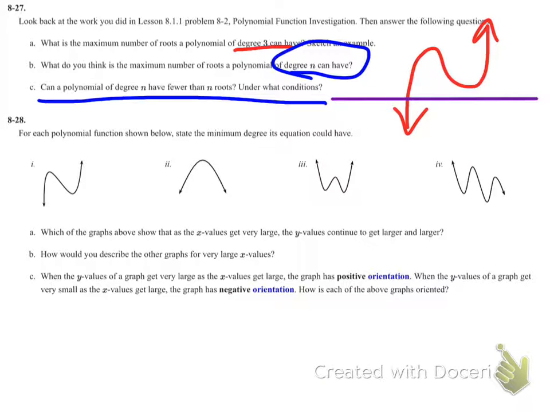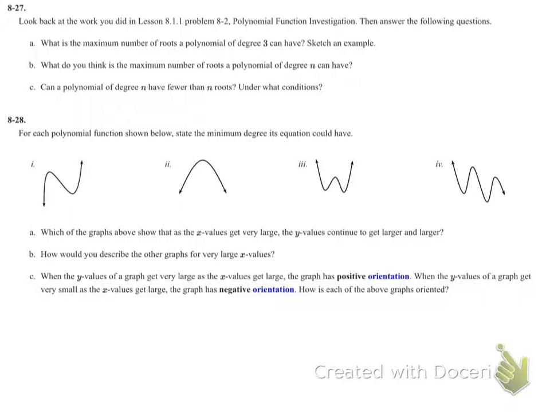So on problem 28, we're looking at the minimum degree that each of these could have. Because of the shape here, this would have to be a third. This one here would have to be a second. It looks like a parabola. This one would have to be a fourth as its minimum degree. And this last one would be a fifth at its minimum degree.